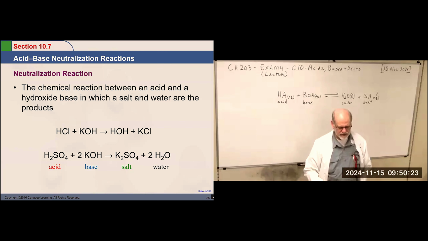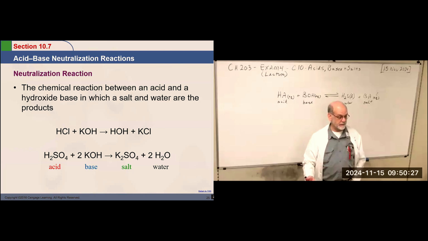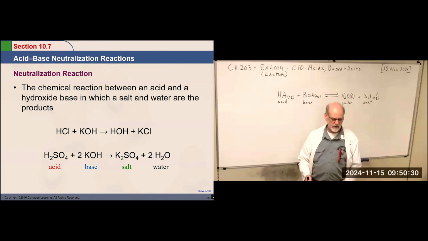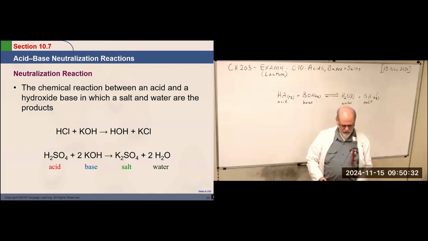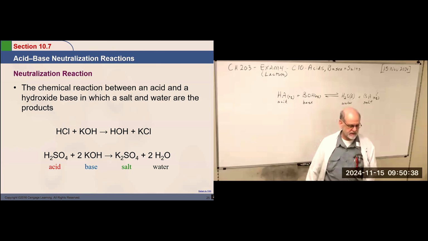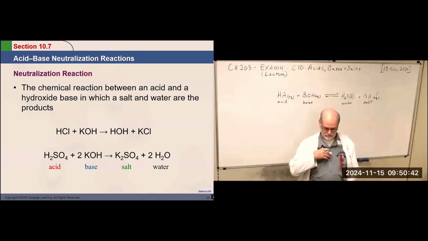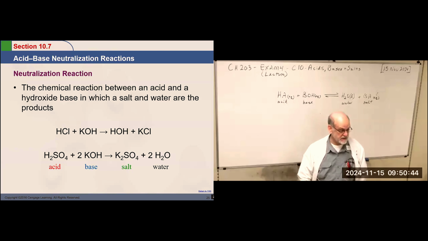Most of the reactions that we'd be interested in are the Arrhenius types of acids and bases. They're the most common anyway. But we're always mindful of the possibility of using Bronsted-Lowry types in order to produce the reaction we're interested in.